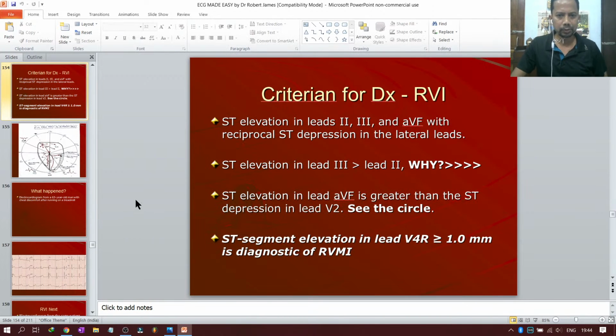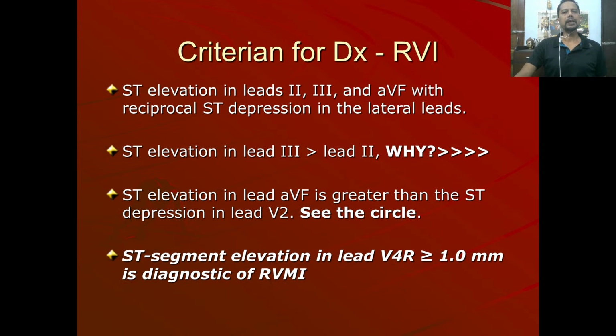Okay guys, so criteria for right ventricular infarction we were discussing. There is ST elevation in lead 2, 3, AVF and reciprocal changes in lateral leads. So this will signify inferior wall MI, and because the right ventricle is lying like this, patient's feet are here, body is there, so RV. Okay, so inferior wall MI and right ventricle.